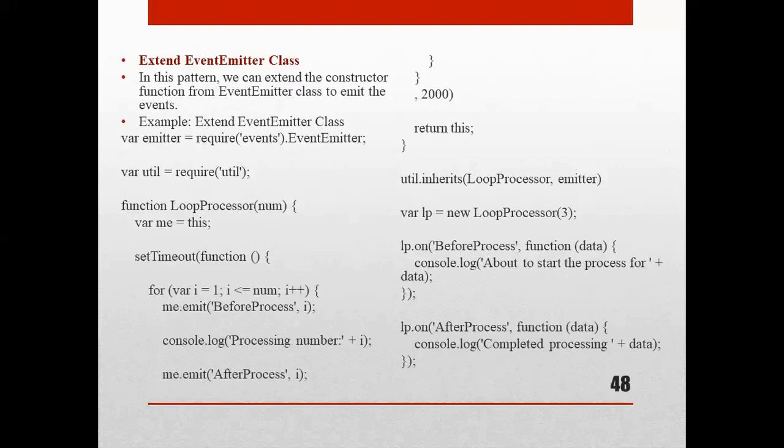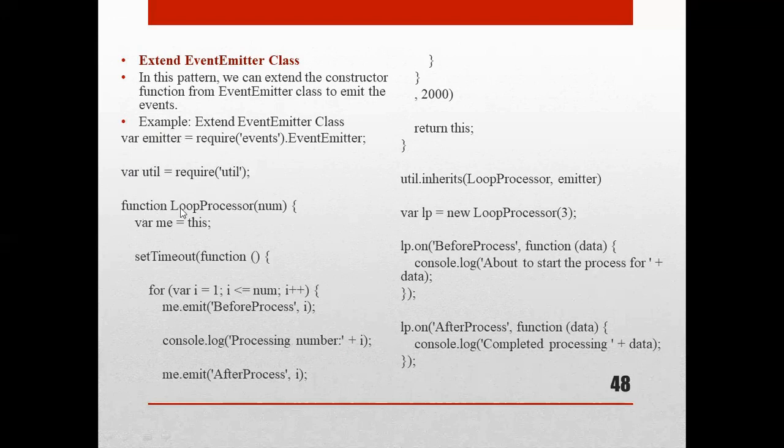How to extend the event emitter class? In this pattern we can extend the constructor function from the event emitter class to emit the events. Here is an example for extending the event emitter class. Similarly, we have to import the events module with the class EventEmitter. And now we have to import another module, util, using the require function. That is the utility module we are going to import here for extending.